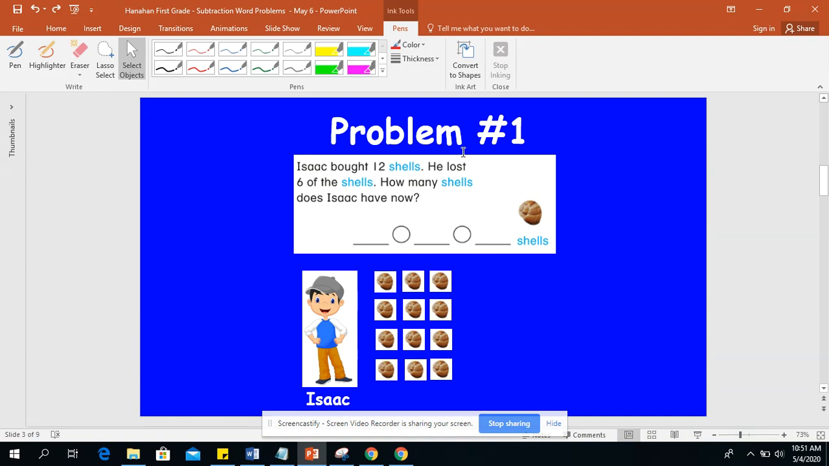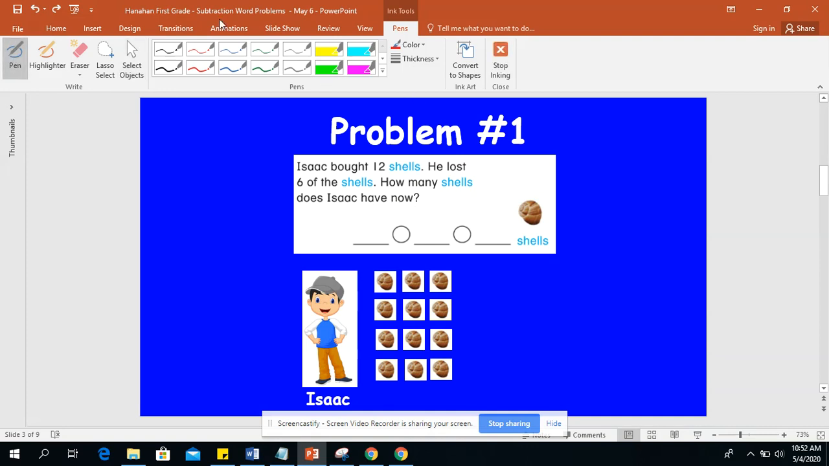Okay, let's look at problem number 1. It says, Isaac bought 12 shells. He lost 6 of the shells. How many shells does Isaac have now? Let's read it again. Isaac bought 12 shells. He lost 6 of the shells. How many shells does Isaac have now?